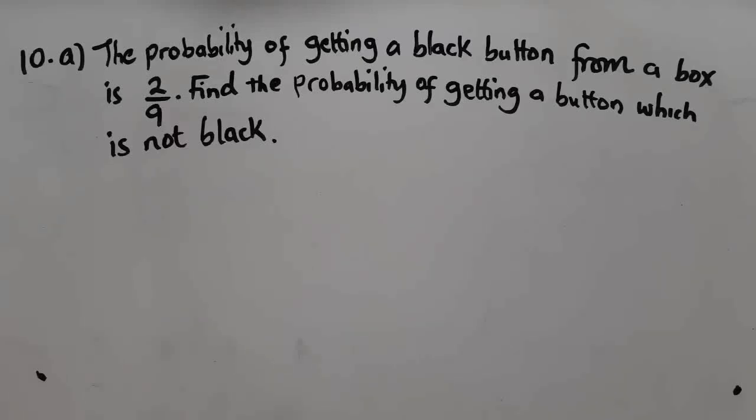So we have question 10A. The probability of getting a black button from a box is 2/9. Find the probability of getting a button which is not black. Simple. Simple. Okay.